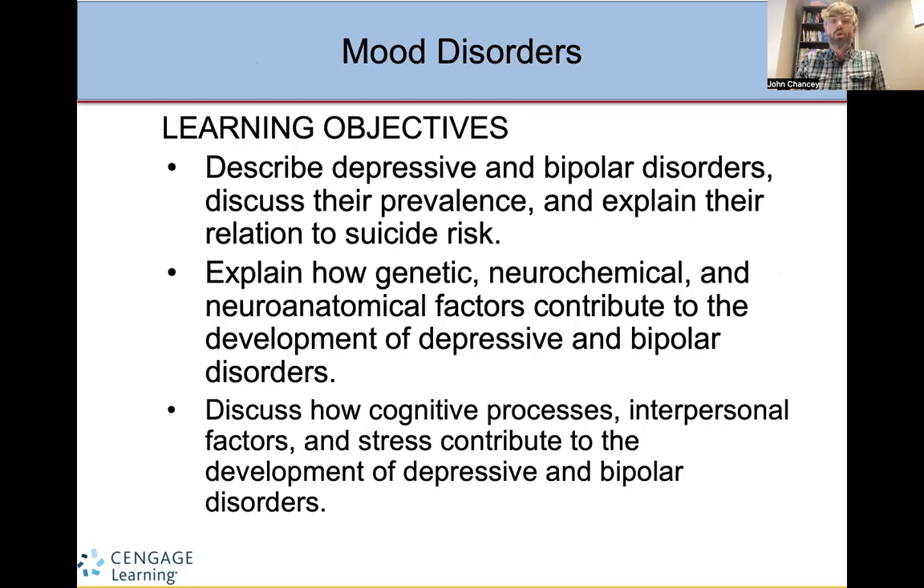Let's look at mood disorders now. Describe depressive and bipolar disorders, discuss their prevalence, and explain their relation to suicide. Explain how genetic, neurochemical, and neuroanatomical factors contribute to the development of depression and bipolar. Discuss how cognitive processes, interpersonal factors, and stress contribute to the development of depressive and bipolar disorders. Basically, these are all the things you will be able to do by the end of this section.